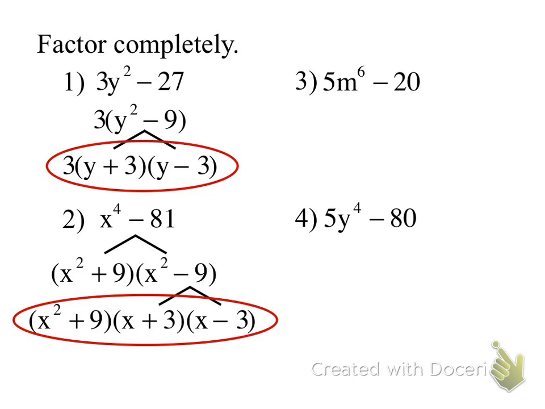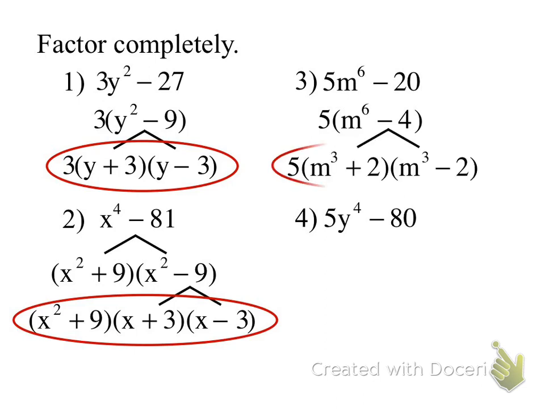Next one, number 3. You would factor out the 5, so it would be 5 times the quantity of m to the 6 minus 4. Good. And then you would simplify, it would be 5 times the quantity of m to the third minus 2 times m to the third plus 2. Perfect.